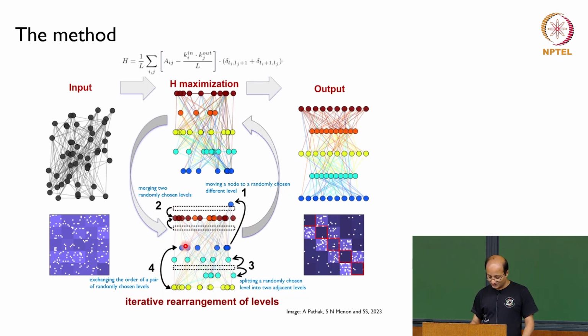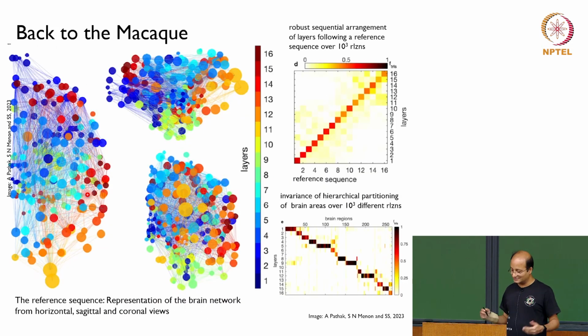Each of these can be taken up with equal probability. So you do these moves, and then you again calculate the index, you find whether it has increased or decreased, and then you probabilistically accept the move or reject the move, and you keep doing this until you go from something which looks unstructured like this to something structured like this. So you have found the most hierarchical arrangement that is possible from this particular given network. So this is kind of similar in spirit to modularity.